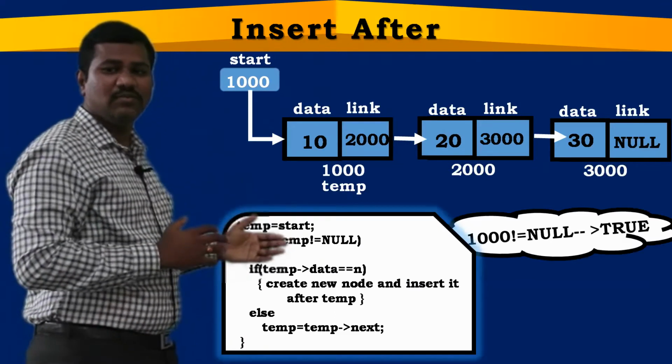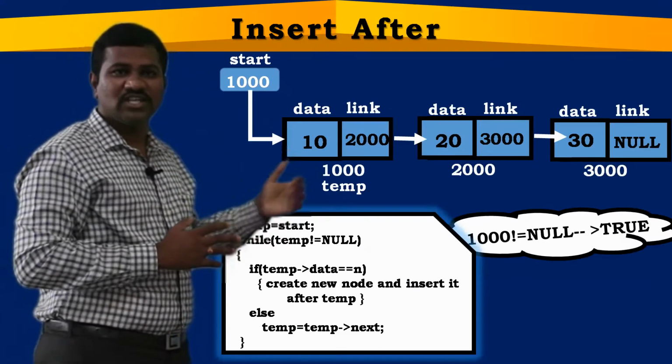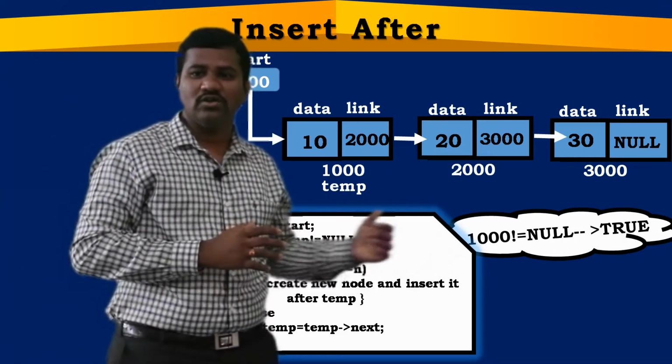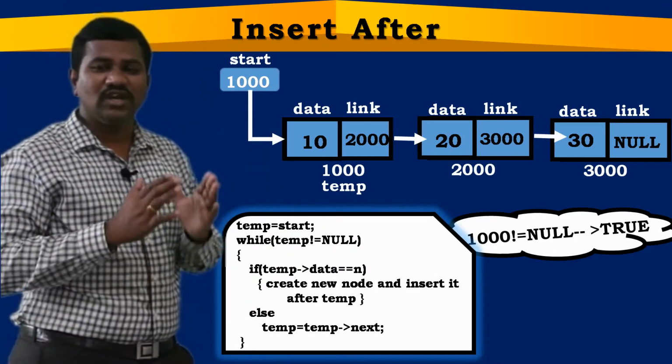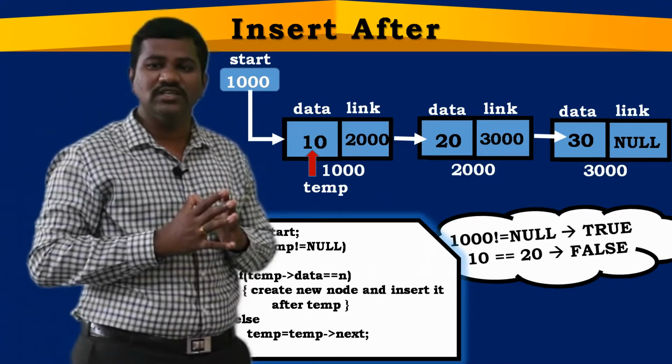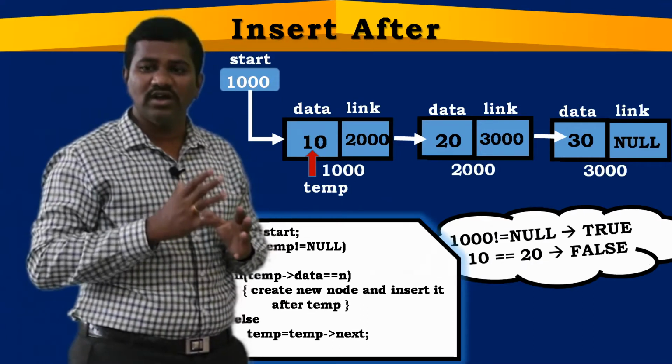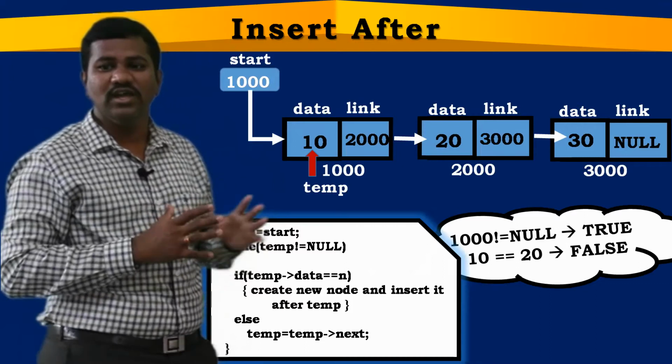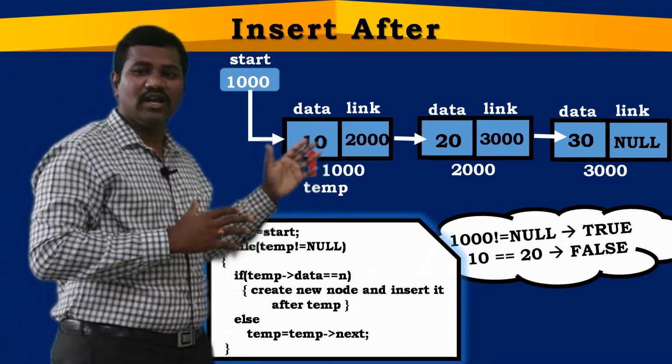After temp is pointing to the first node, we need to check the condition in the while loop: temp not equal to null. So temp contains 1000. So 1000 not equal to null means the condition is going to be true. If that condition is true, then I need to check the data part, right? Temp arrow data.